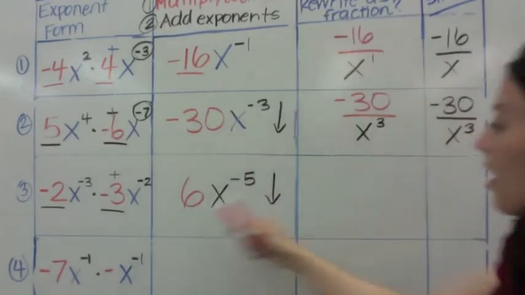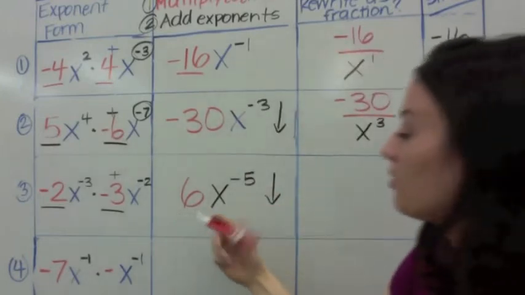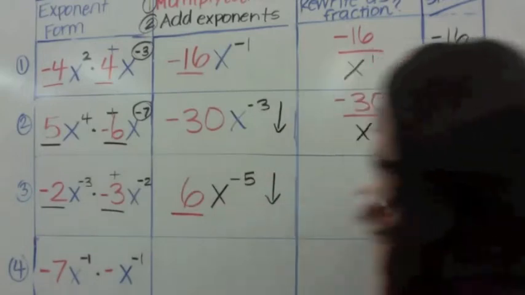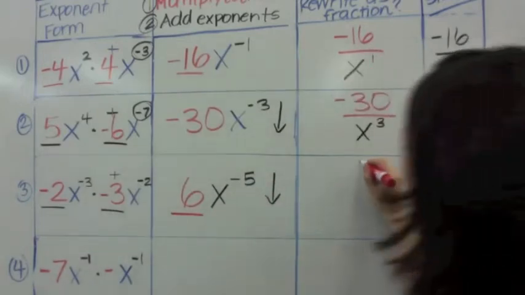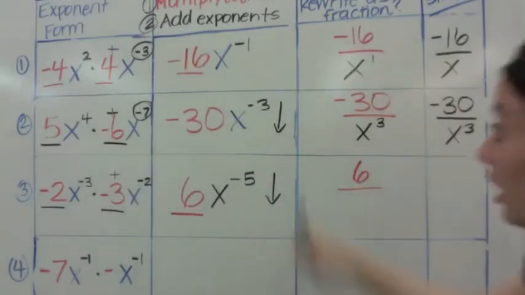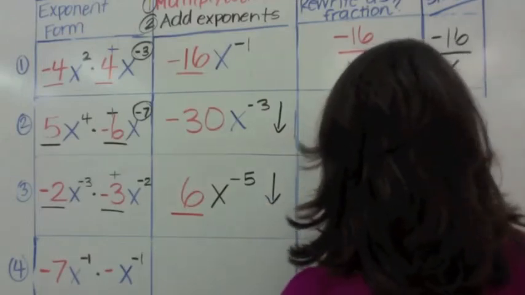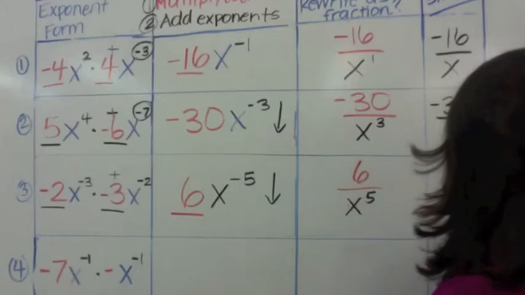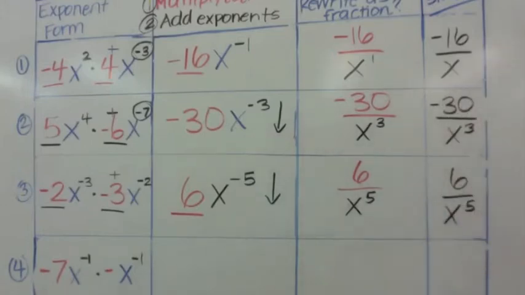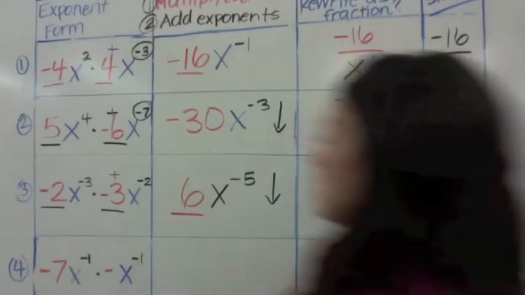What will you keep at the top? What goes at the top? I'm going to underline it. What goes at the top? 6. Divided by, now we're going to bring that exponent down, so it'll be x to the power of positive 5. So it'll be 6 divided by x to the power of 5. All right. Let's try one more.